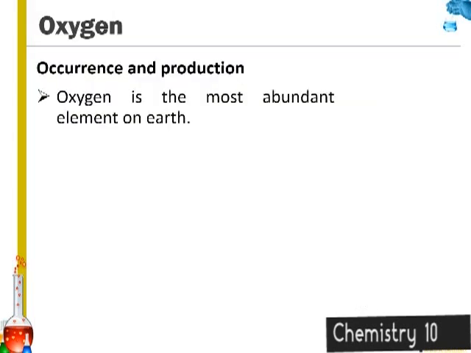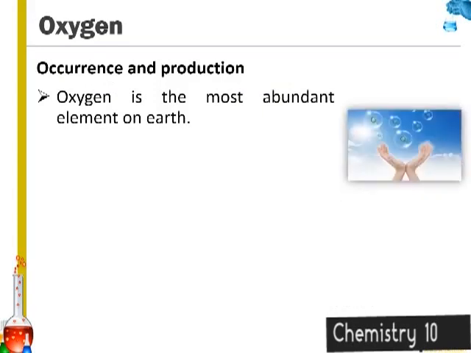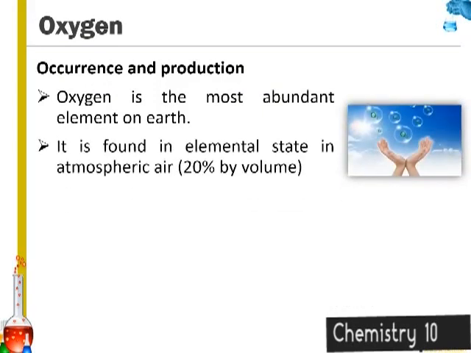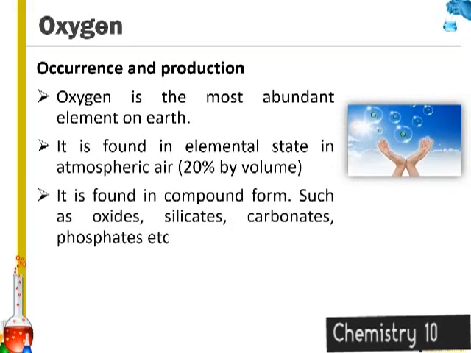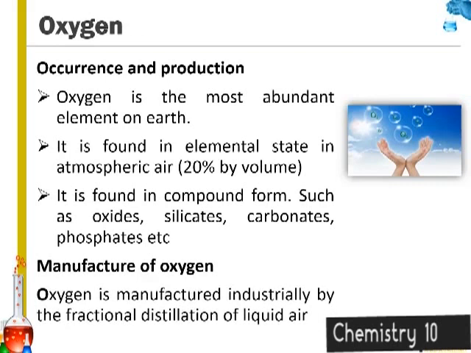We will now move on to discuss oxygen. Oxygen is the most abundant element on Earth. It's found in its elemental state in atmospheric air and comprises 20% of the atmosphere by volume. It is also found in compound forms such as oxides, silicates, carbonates, and phosphates. It is manufactured industrially by the fractional distillation of liquid air.